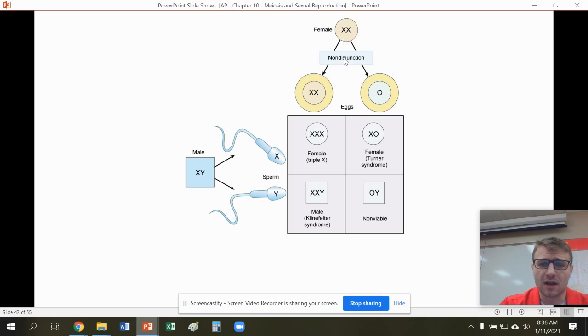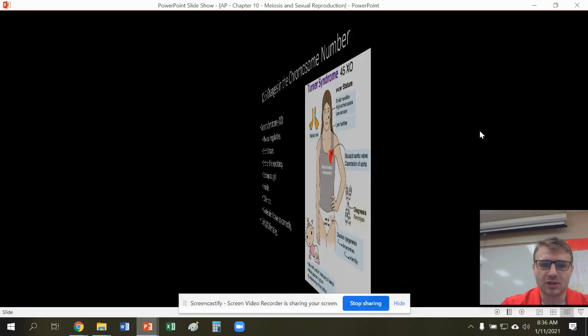You can see here that if there's a nondisjunction within the female chromosome or the eggs, we're going to get triple X syndrome, the single X, which is called Turner syndrome, male Klinefelter's, and then we don't have this one viable because we need that X chromosome initially.